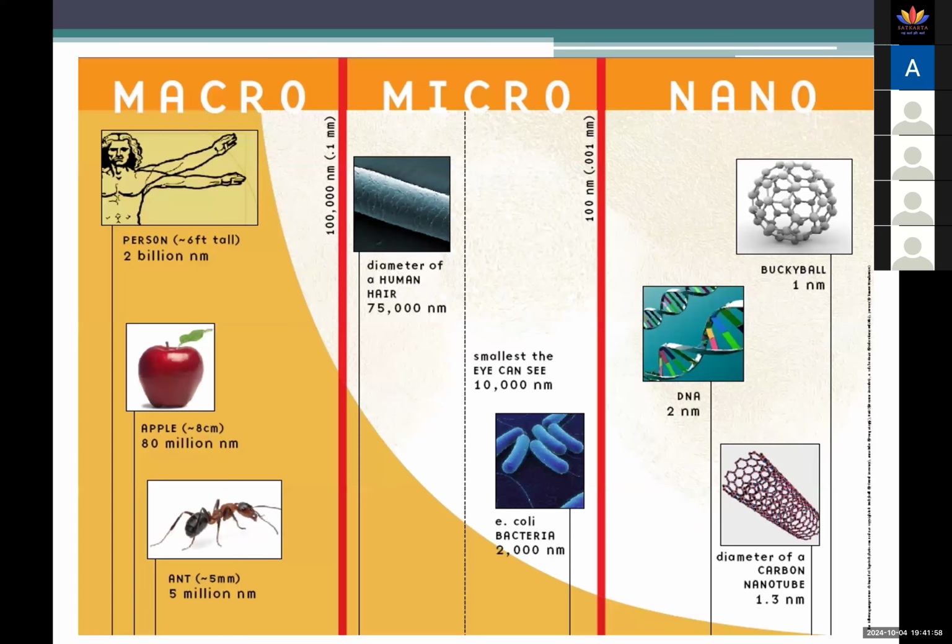Okay. Now, what is macro? Macro is something we see. Okay, you see ant, it's 5 millimeter. Apple, 8 centimeter. A person who is 6 feet tall. 6 feet tall means 2 billion nanometer. You can tell like that. And micro, you see hair, you can see bacteria. All these are micron sized. But if you see nano you can't see. But DNA is a very good example of nano.